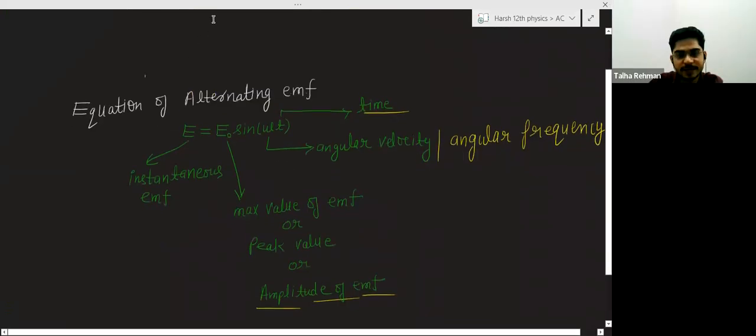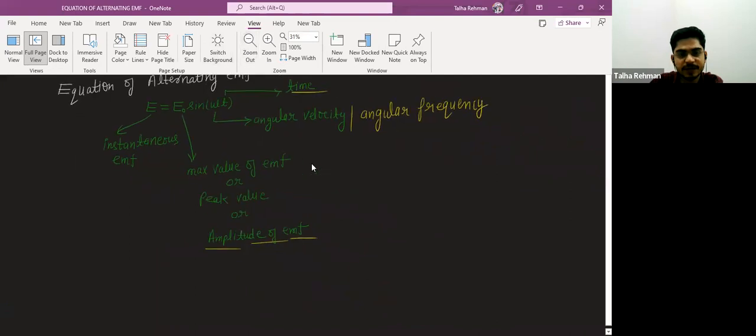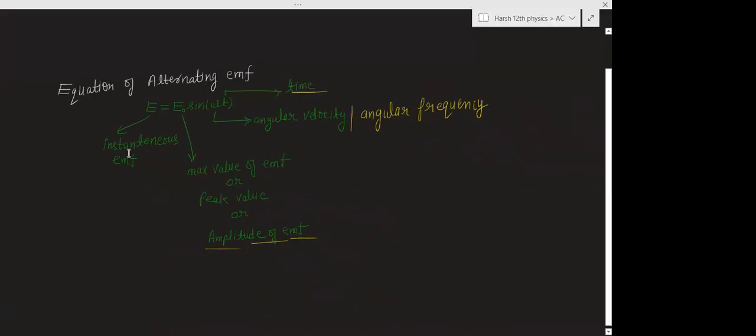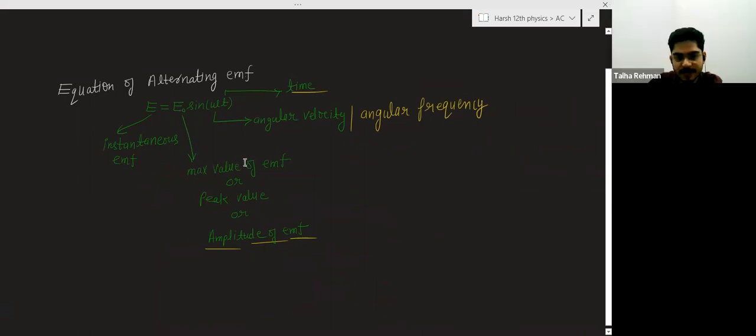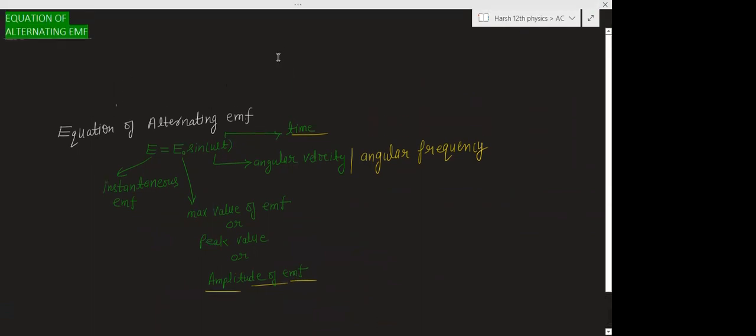So now we know the equation of the alternating EMF. The equation of the alternating EMF is E is equal to E naught sine omega t. E is the instantaneous EMF. E naught is the maximum value of E, the peak value, also known as the amplitude of EMF. Omega is the angular frequency or angular velocity, and t is the time. This thing we already know.